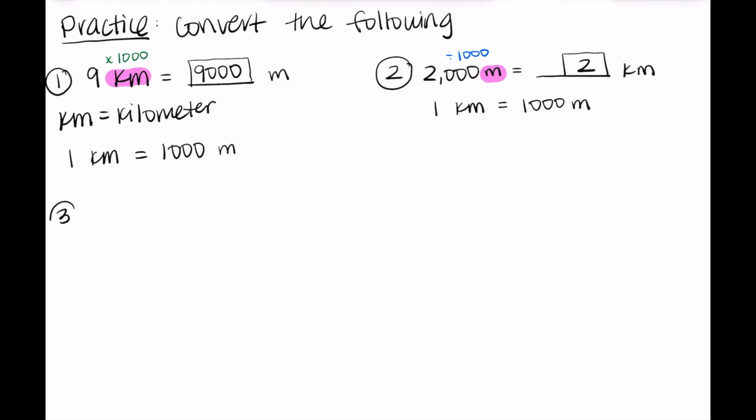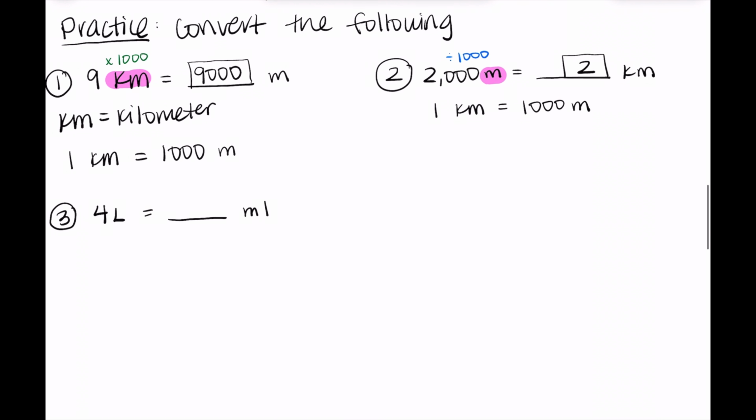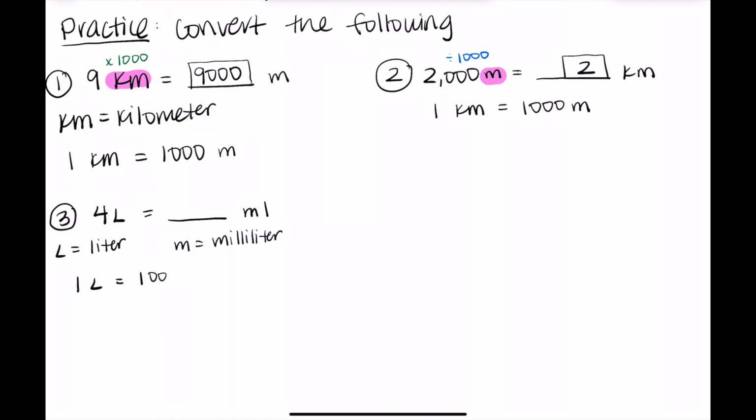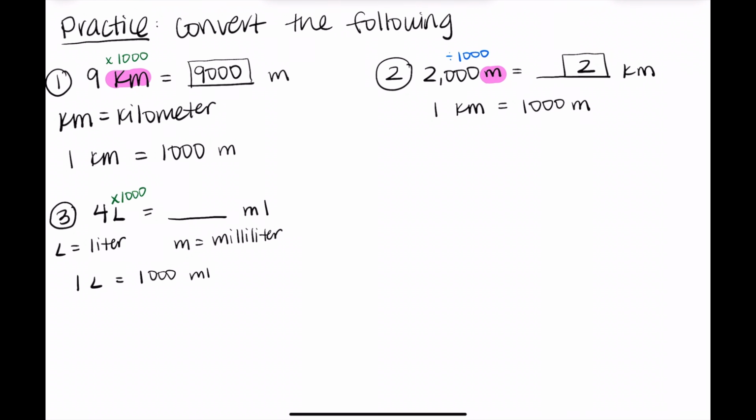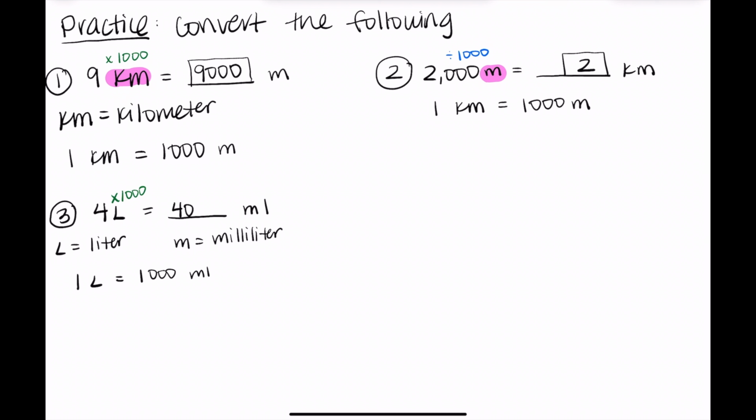Now we'll move on to our third practice problem for today. Number 3 says 4 L equals blank ml. So let's review. The capital L stands for liters, and then the ml stands for milliliters. So we're converting from liters to milliliters. We know that 1 liter is 1,000 milliliters. So what we have to do here, since we're given liters, is we're going to multiply by 1,000. And when we do 4 times 1,000, we get 4,000 as our answer for number 3.